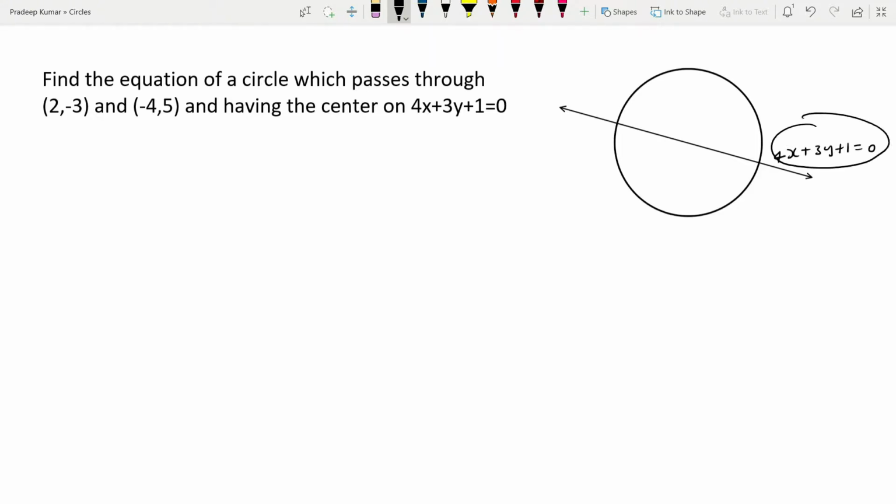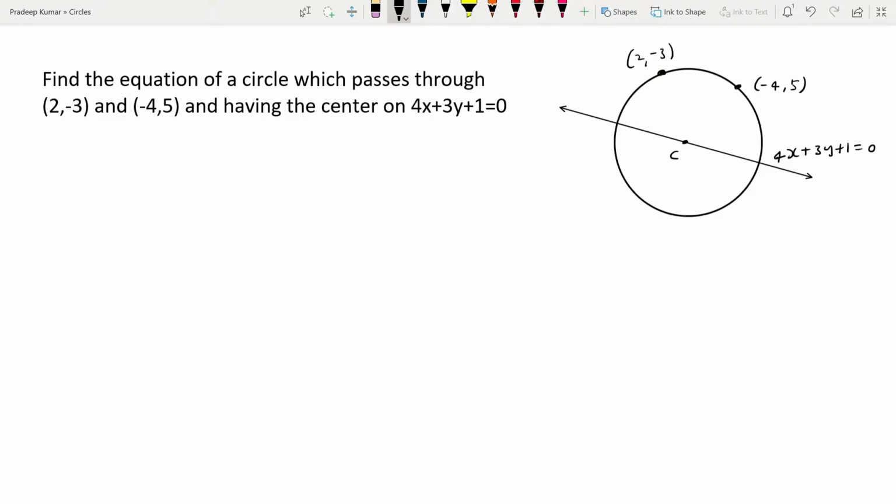This particular line which is passing through the circle, that is passing perfectly at the center of the circle. Now there are 2 other points, (2, -3) and (-4, 5), which are on the circle. So let's say this is the first point, (2, -3), and there is one more point, (-4, 5). These 2 points are on the circle, and this line passes through the center of the circle, and the line equation is given. So by using all these things which were given, we should find the equation of the circle. Alright, so let's go forward.